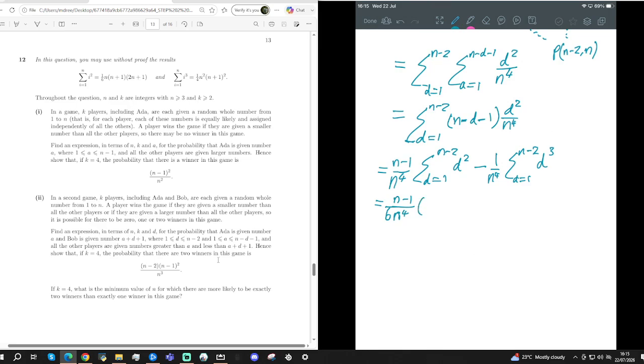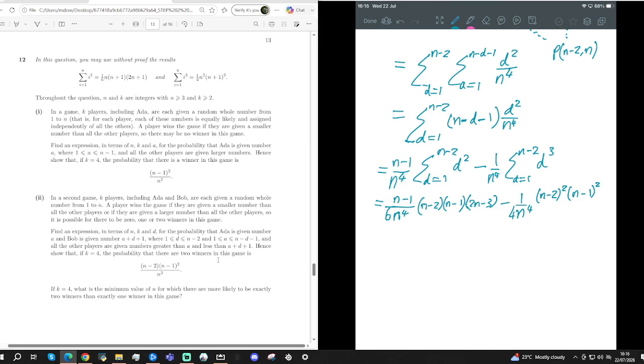The n, we're summing up to n minus 2. So n minus 2 is my n. n plus 1 becomes n minus 1. And then 2 lots of that plus 1 is a 2n minus 3. Not pleasant at all, but doable. Minus 1 over n to the 4, the sum of d cubed. So there's a quarter out in front. n minus 2 squared. And n minus 1 squared.